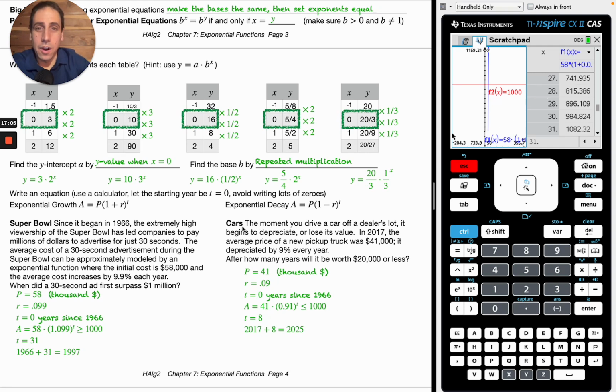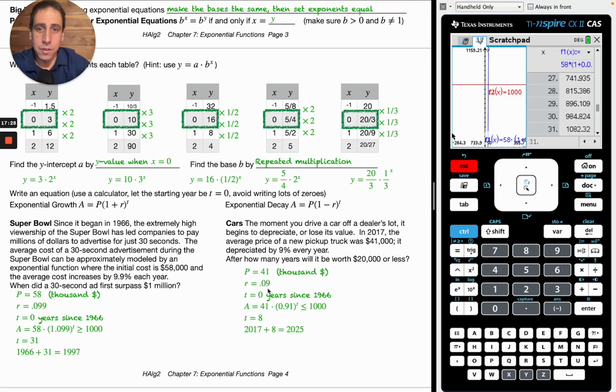The moment you drive the car off a dealer's lot, it begins to depreciate or lose its value. We did a problem like this last class. In 2017, the average price of a new pickup truck was $41,000. It depreciated by 9% every year. In how many years will it be worth $20,000 or less? So we're going to use easy numbers, 41, not 41,000.